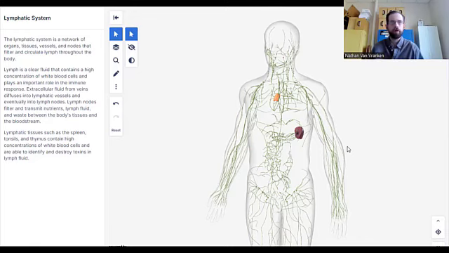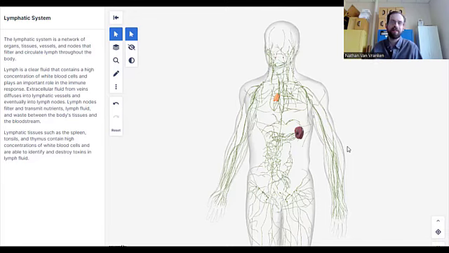And this is very important because water, proteins, and other substances are always leaking out of us. And then when they leak, they come into contact with things that will make us sick. And that's where the lymphatic system comes into play. And again, it works as a lining to protect us.